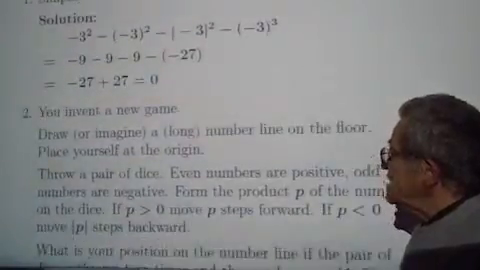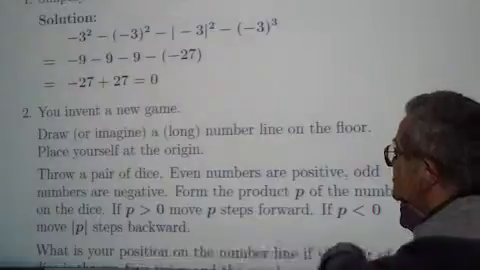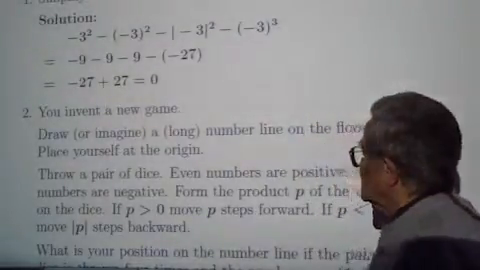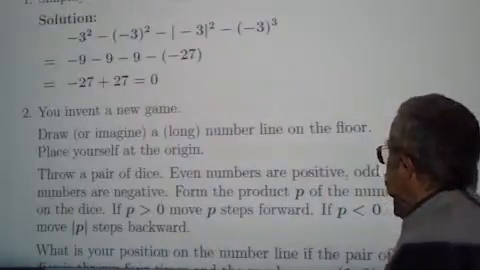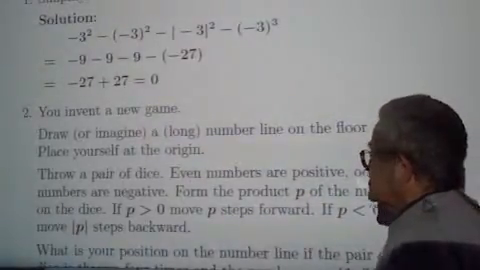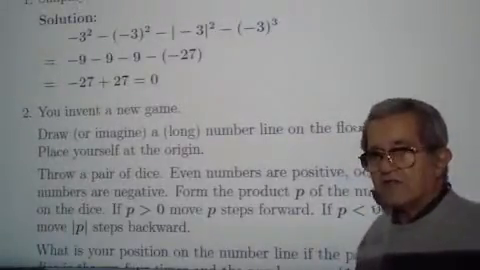Let's invent a new game. Draw or imagine a long line on the floor. Place yourself at the origin. Throw a pair of dice. Even numbers are positive, odd numbers are negative. So if the pair of dice comes out to be 1, 2, you have negative 1 and positive 2.